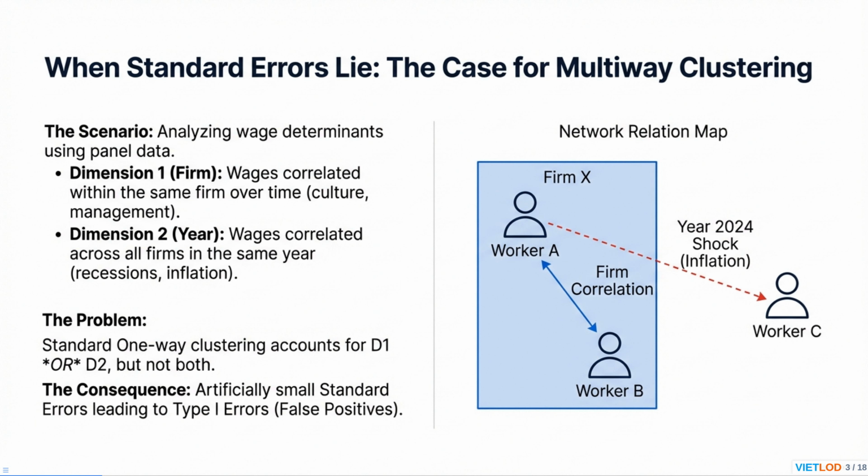This failure to account for all correlation sources leads to standard errors that are artificially small, which in turn increases the risk of type 1 errors, or false positives. We might conclude a variable is significant when it actually isn't. In the diagram, worker A and worker B are correlated because they are in the same firm. Worker A and worker C are correlated because they are both affected by the 2024 inflation shock. Standard clustering might only capture the first link, ignoring the second. Given these complexities, how do we decide which clustering method is appropriate for our data? The next slide provides a helpful decision-making flowchart.